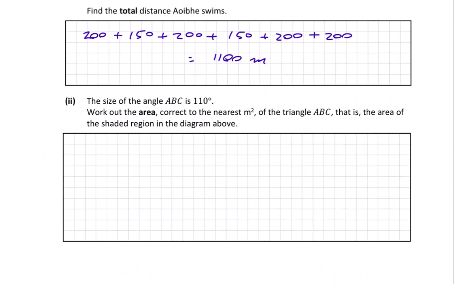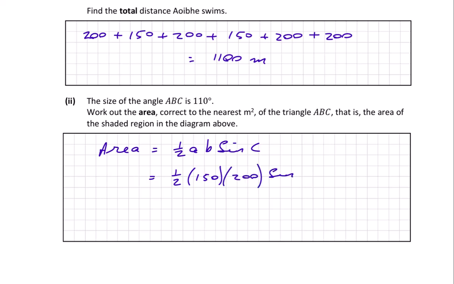So let's do that. The area is equal to half ab sine C. In our case, we've got a half times 150 times 200, and then we've got to get the sine of the angle between those two sides, which is 110 degrees. All of that is just calculator work. We have to give our answer to the nearest meter. So that's 14095 meters squared.